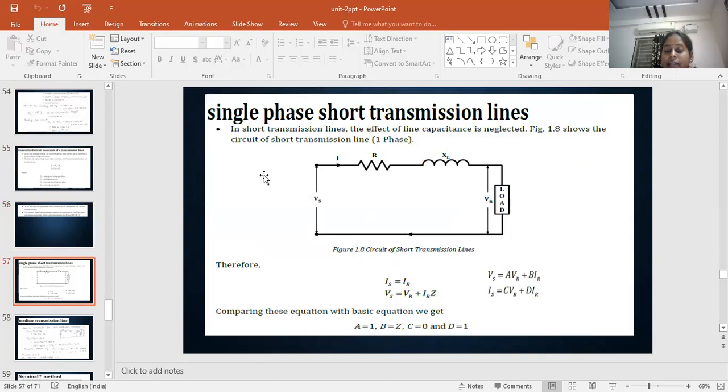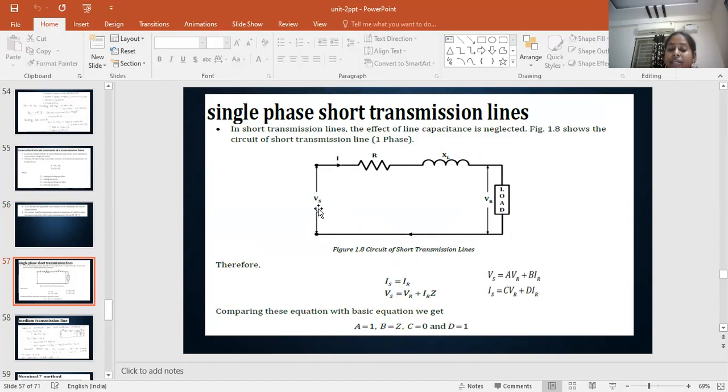In the short transmission line, only resistance and inductance are there. The flowing current is the same throughout the transmission line, so the sending end current is equal to the receiving end current. The same current is flowing. So Is equals Ir. This is equation 1.